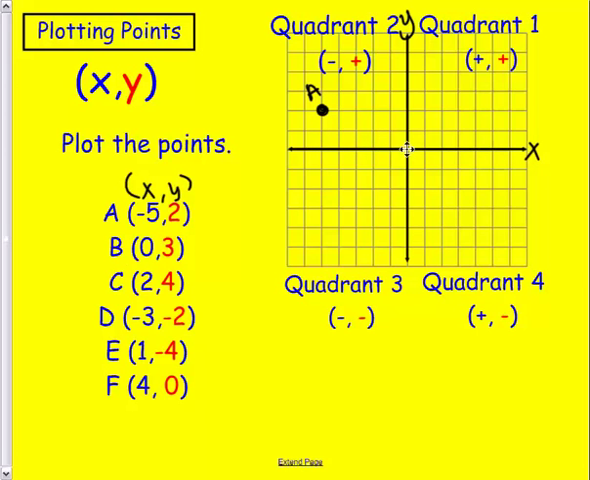0 on the x-axis, but up to 3. So B. C is +2, but up 4. D is at -3 and down 2. E is at +1 and down 4. And finally, F is at 4, 1, 2, 3, 4, but stays here because the y is 0.